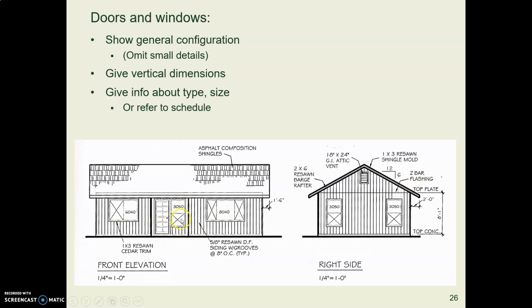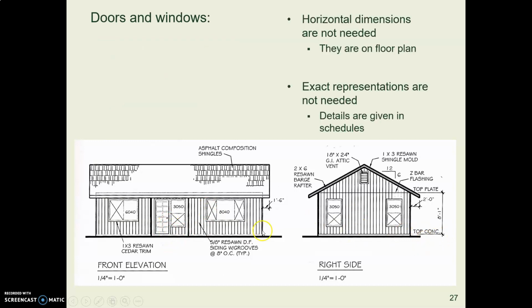You don't give a lot of detail about your doors and windows. You don't give the width of the thing or the location to the center, because remember, you've already given that in your floor plan. You might want to give a height, although there is a standard height for doors, so it may not be necessary. You may want to give a height to the window opening.